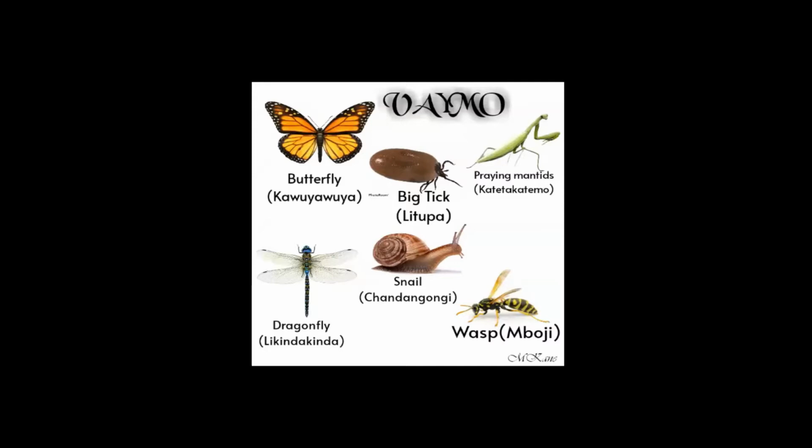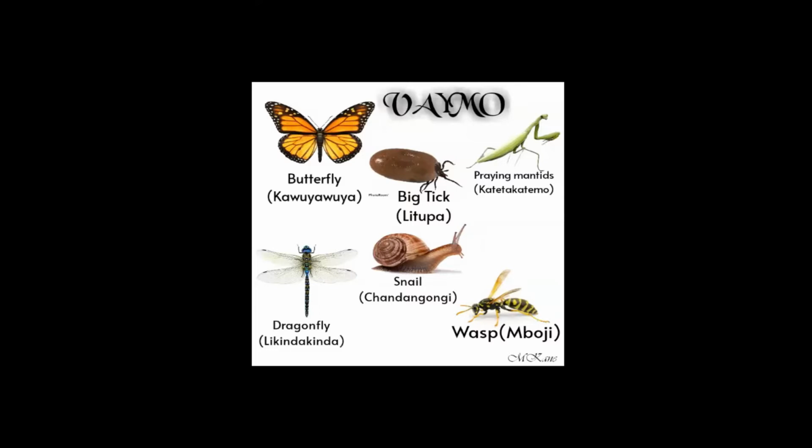Insects, that's 222. Insects in plural form is 222. Then katutu is one insect. Katutu is insect, but 222 is insects.